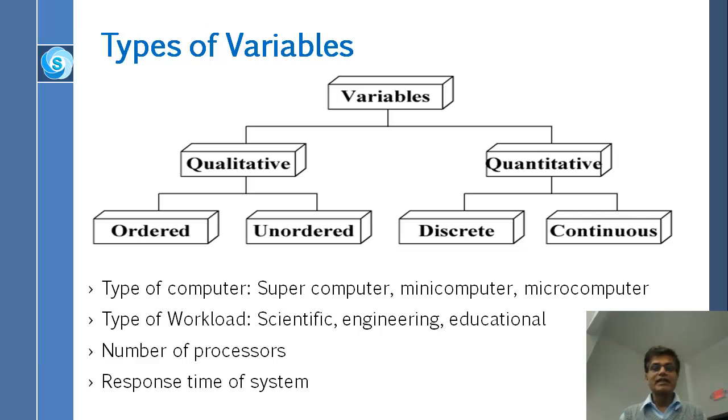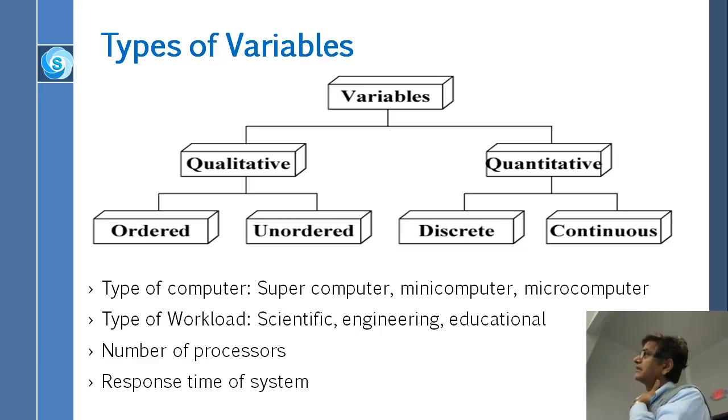So first of all, variables. Variables could be quantitative or qualitative. If it is quantitative, it could be discrete or continuous. It could be integer or floating point, right? Discrete or continuous. Continuous is floating point, discrete is integer. Qualitative could be ordered or unordered.